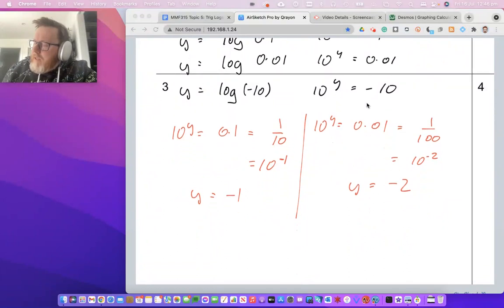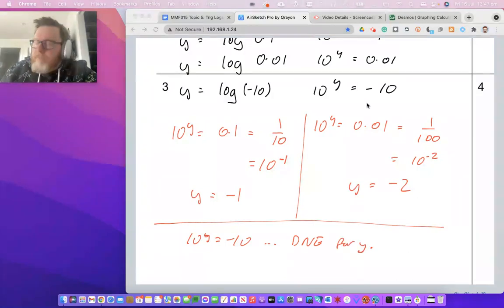And let's have a look at 10 to the power of y equals negative 10. Then again, we're trying to work out what value of y I would raise 10 to, to get a negative number, and the answer is you can't. So 10 to the power of y equals negative 10 does not exist for y. Okay, there's no value of y, it just doesn't exist. And it doesn't matter whether that was negative 10 or negative 1 or whatever else. So how does that correspond to a function?